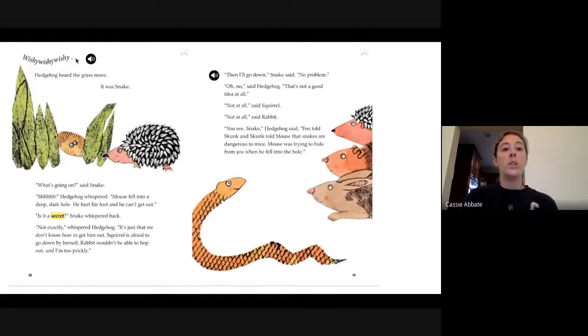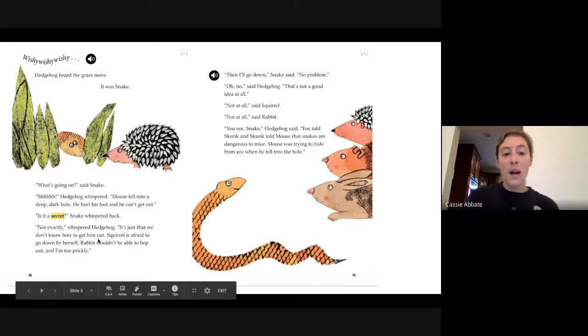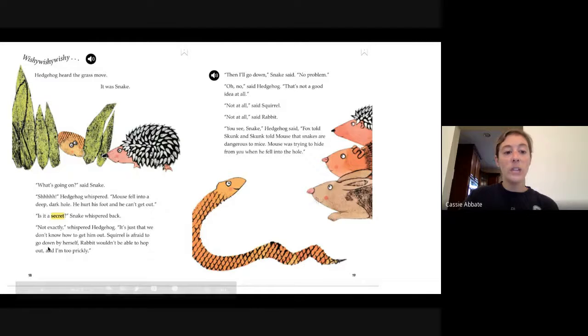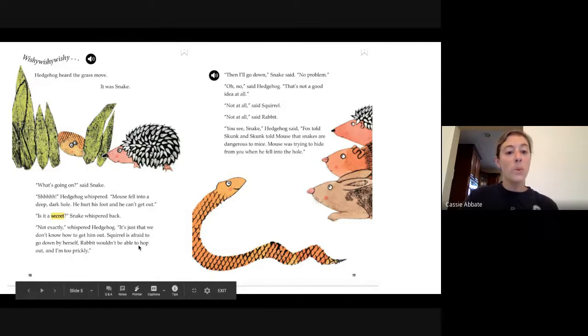Whooshy, whooshy, whooshy. Hedgehog heard the grass move. It was Snake. What's going on? said Snake. Shh, Hedgehog whispered. Mouse fell into a deep, dark hole. He hurt his foot and he can't get out. Is it a secret? Snake whispered back. Not exactly, whispered Hedgehog. It's just that we don't know how to get him out. Squirrel is afraid to go down by herself. Rabbit wouldn't be able to hop out, and I'm too prickly.